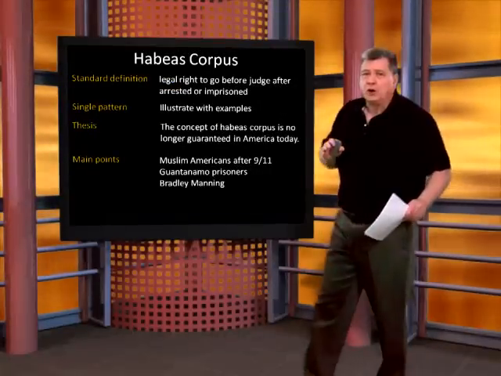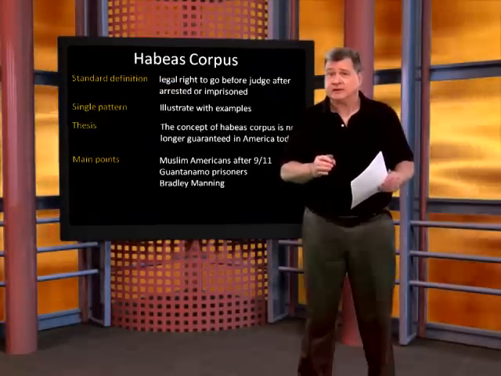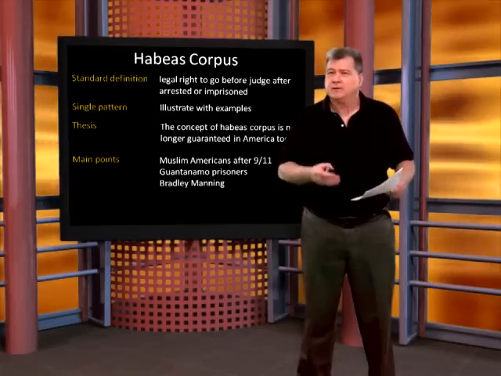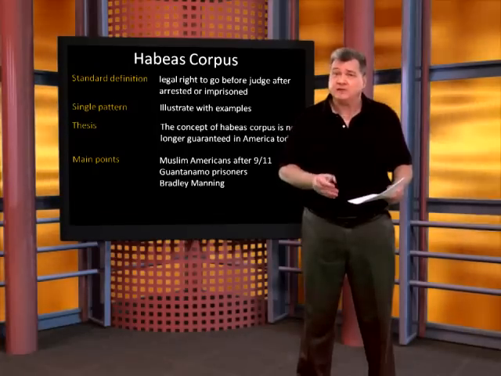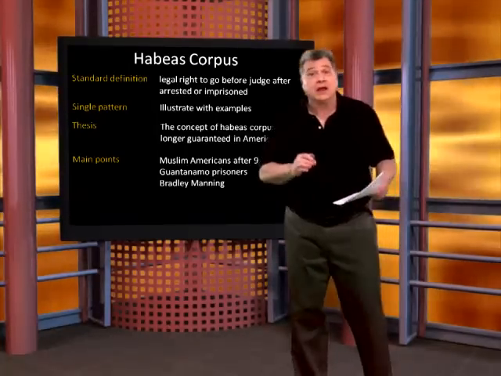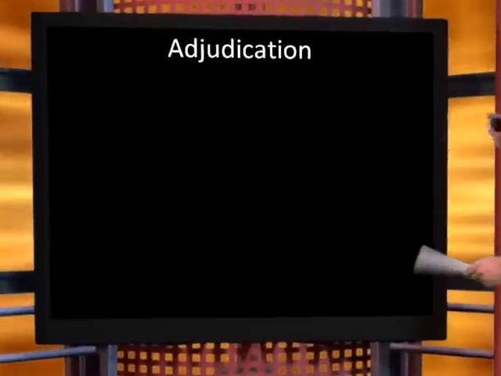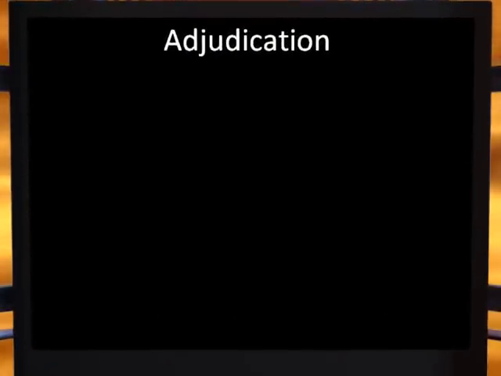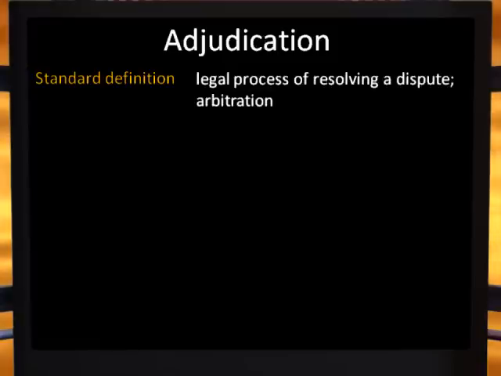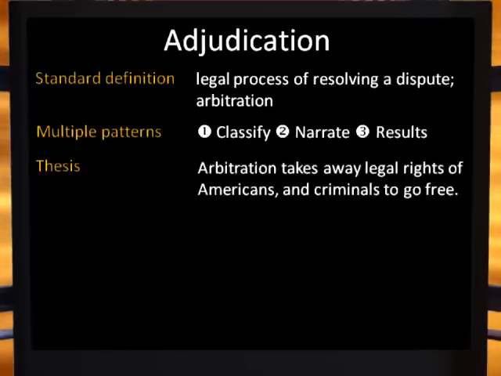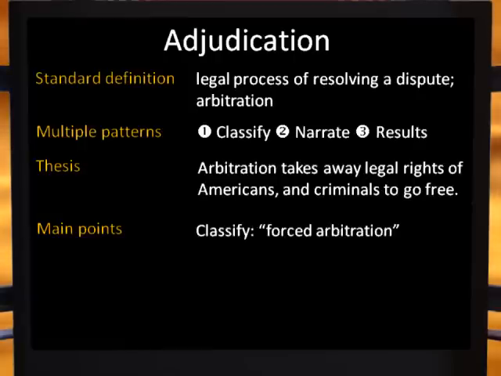Now, as we talked about, you can also combine these patterns into a single essay, mixing and matching in order to develop the main point, your slant, in the way that best makes that point for you. Let's take a look at how to combine some of these patterns into a single essay. Term, adjudication. Standard definition, legal process of resolving a dispute, arbitration. Thesis, when it comes to criminal acts, adjudication short-circuits the legal rights of Americans. Our support, well, in our first paragraph, we could use the classify pattern and define forced arbitration as the type of arbitration or adjudication that we are going to write about.